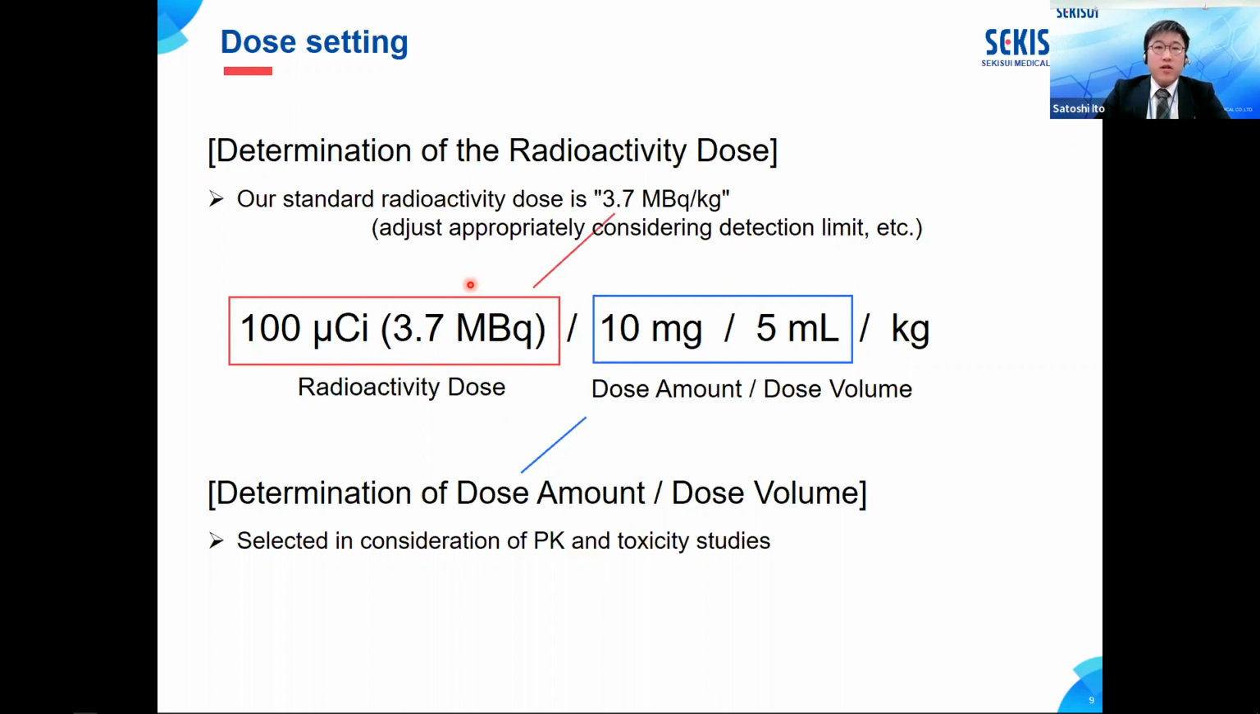As for the dose amount, it is determined by PK and toxicity studies. The dose volume should not exceed the maximum dose volume determined for each animal species from an ethical standpoint. This maximum dose volume is established for each animal species and route of administration.